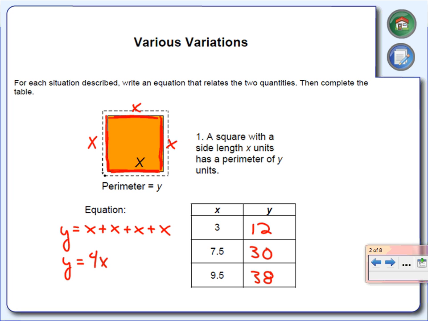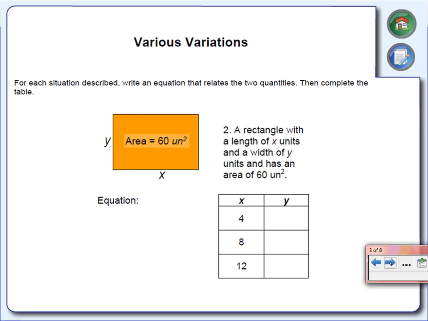Now let's take a look at the next one, number 2. This time we have a rectangle, and this rectangle has a length of x units. That's this piece over here. And a width of y units. That's this piece over here. It says it has an area of 60 units squared. So it could be inches, feet, we don't know, we're just saying units.